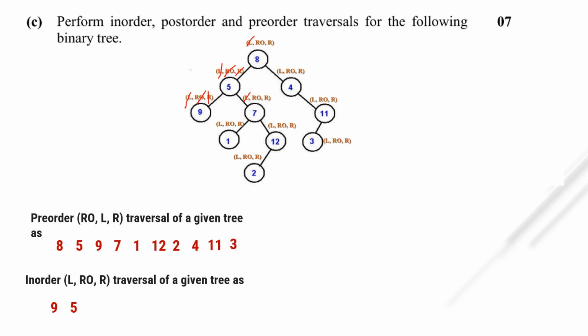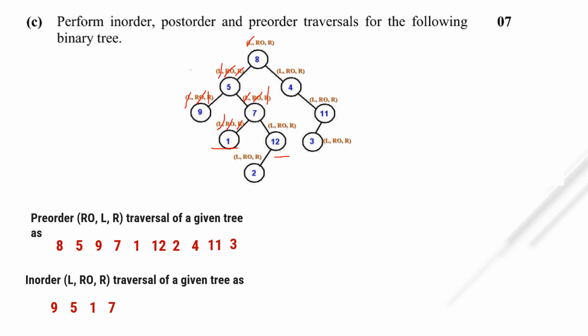Go to left subtree of 7. Yes, there is one node on the left subtree. What is the left subtree of 1? Nothing. Now process the root node. So answer is 1. Go to the right subtree. There is no right subtree of 1. Now you are able to process this root node. So answer is 7. Go to the right subtree of 7. What do we get? We get 12.